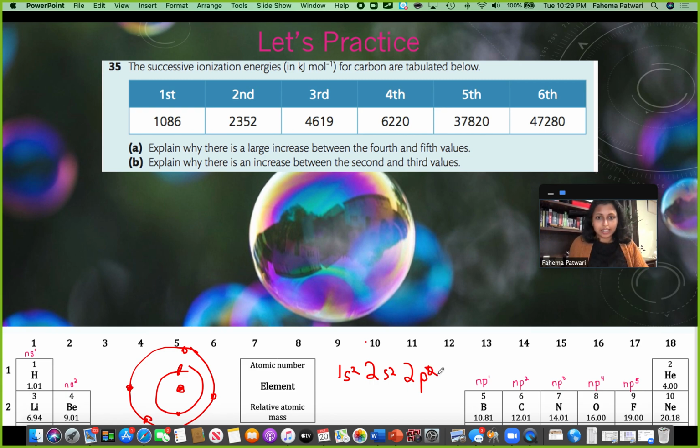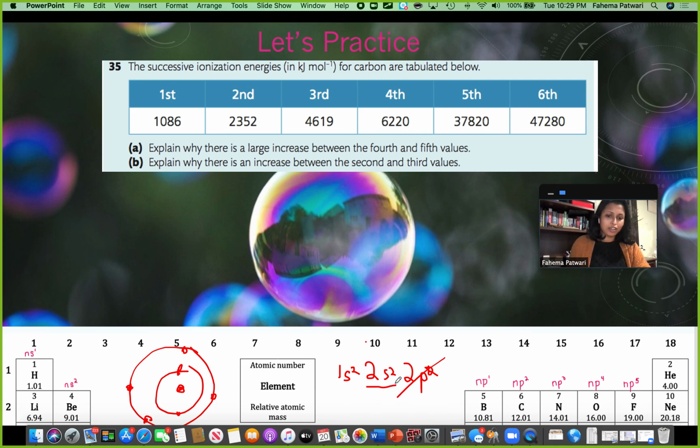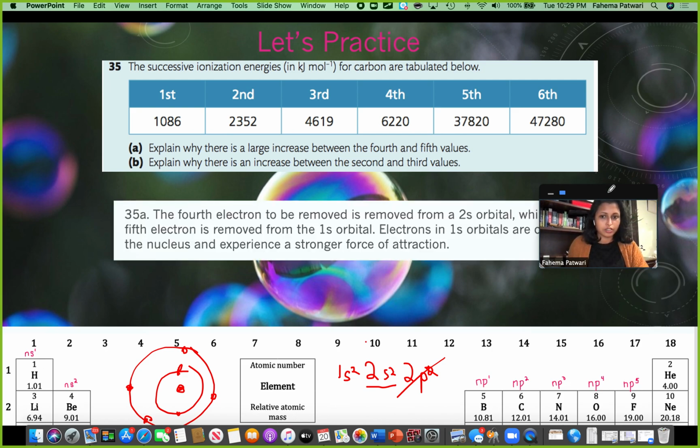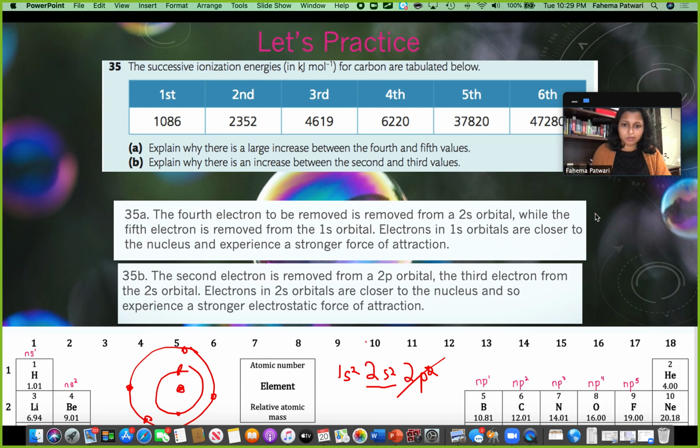So if I take the first and second, that removes this. The third electron has to come out from the 2s sublevel. It doesn't want to. Why? Because the 2s sublevel is full. So it's particularly stable, and it's more difficult to remove that electron. Right, so here's the official answers. Right, the electrons in 2s2, not only are they more stable, they're also closer to the nucleus, and they experience a stronger electrostatic force of attraction, holding them in place.